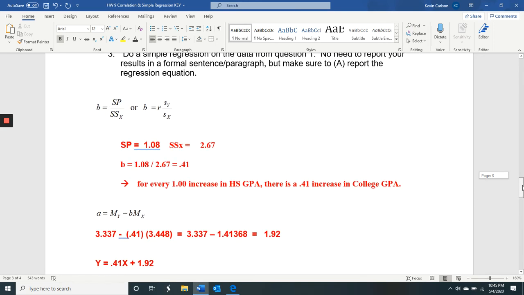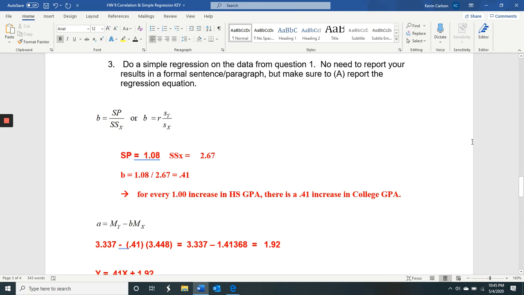And then we do a simple regression for the data from question number 1. We already have all this information, except for the means, but we can figure that out pretty easily. So we have the slope. The easiest way to figure it out once we've done a correlation is to take the SP, which we already have, divide it by the sum of squares x, which we already have. So from above, the SP was 1.08, the sum of squares x was 2.67.